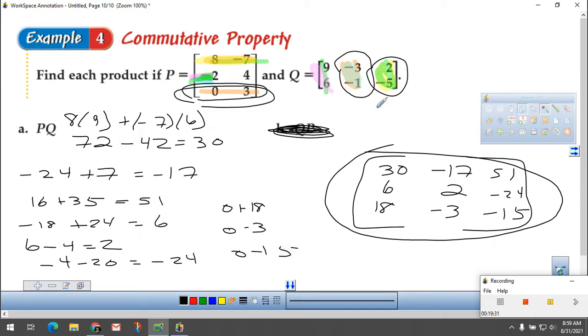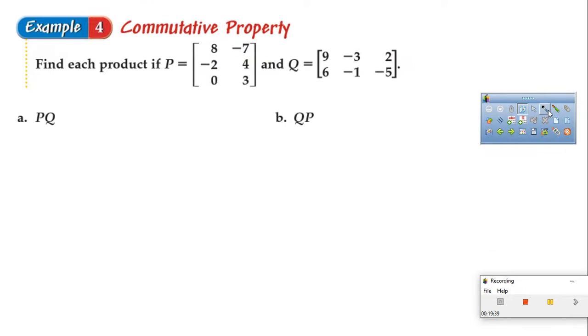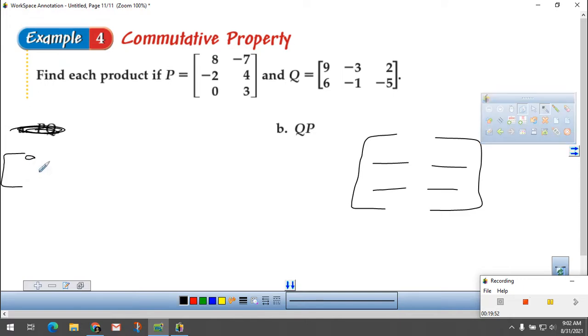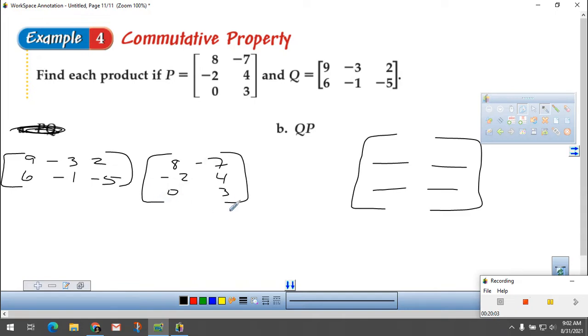Now, as we already talked about, QP would not be the same matrix, because QP would actually be a 2 by 2 matrix. So QP would be where you first put the Q matrix, 9, negative 3, 2, 6, negative 1, negative 5. And the P matrix, 8, negative 7, negative 2, 4, 0, and 3. And so what we're going to do here now is, again, rows times columns. So I'm going to just highlight it.